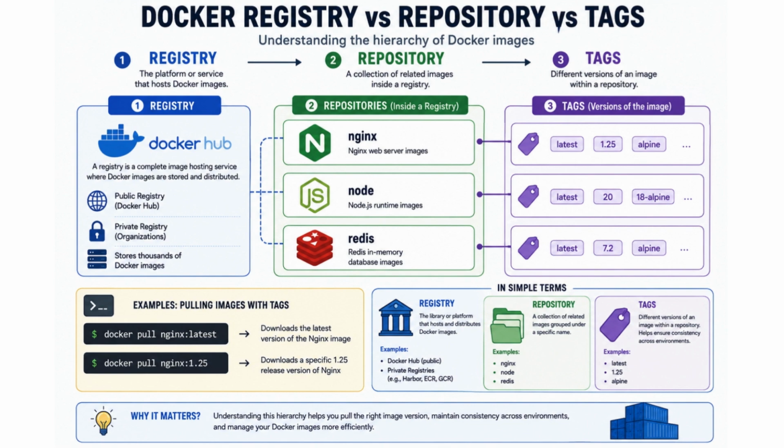Tags are extremely important because they help maintain consistency across development, testing, and production environments. In simple terms, the registry is the platform or service that hosts images. Repositories are categorized collections of related images inside that registry, and tags represent different versions of those images. Understanding this hierarchy makes Docker image management much easier and helps developers work more efficiently with containerized applications.